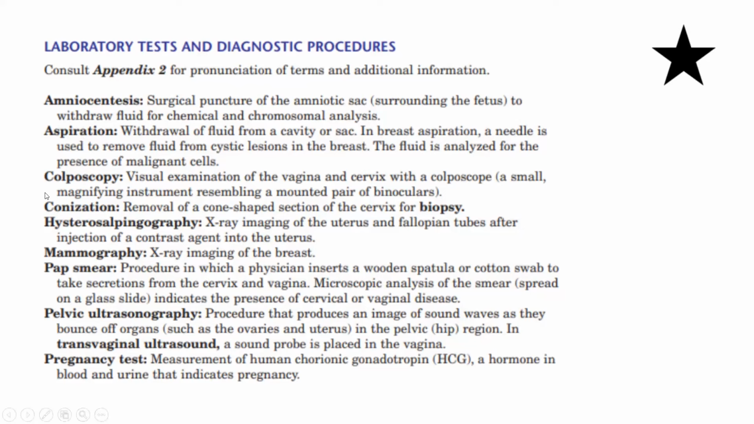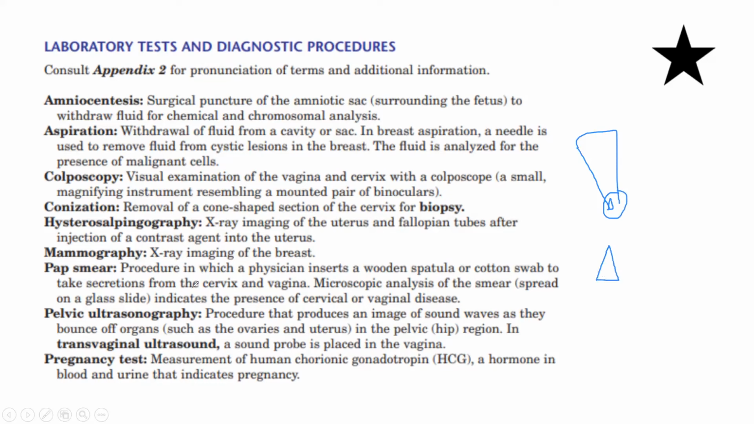Colposcopy, we have seen this colposcopy. Colpo is for vagina. So visual examination of vagina and cervix. Conization, we remove a cone shaped part as a biopsy. This is the uterus, and this is the cervix over here, this portion. So if we take a piece of this for testing, like a cone, this piece to test it, this is called conization.